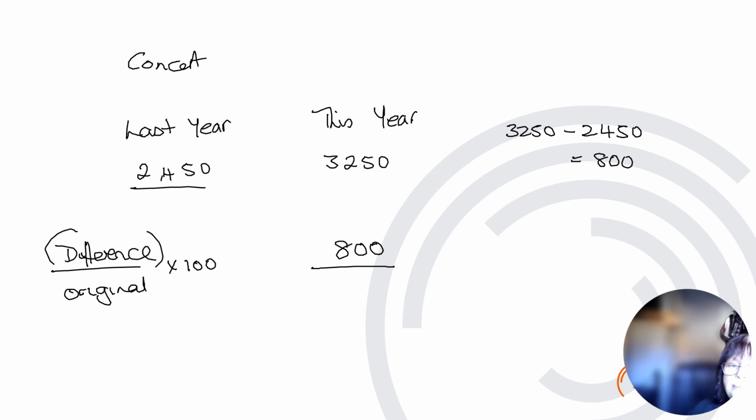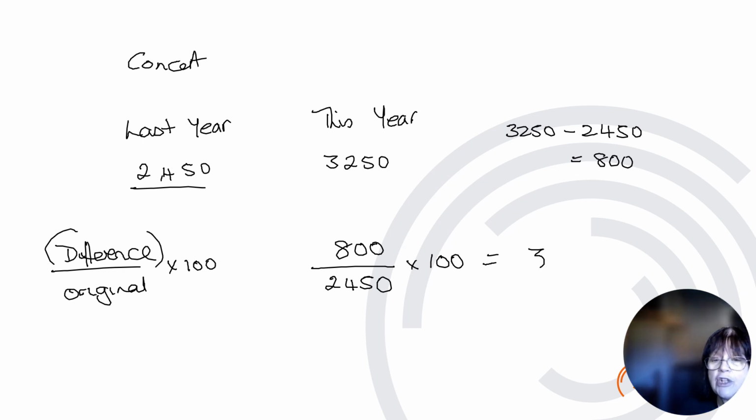Divided by the original, where I started. Well, I started last year at 2,450. So I have sold 800 more out of my original 2,450. So we do top number divided by bottom number times by 100, and that will give me, to two decimal places, 32.65. So I have increased ticket sales by 32.65%. Let's try another one.